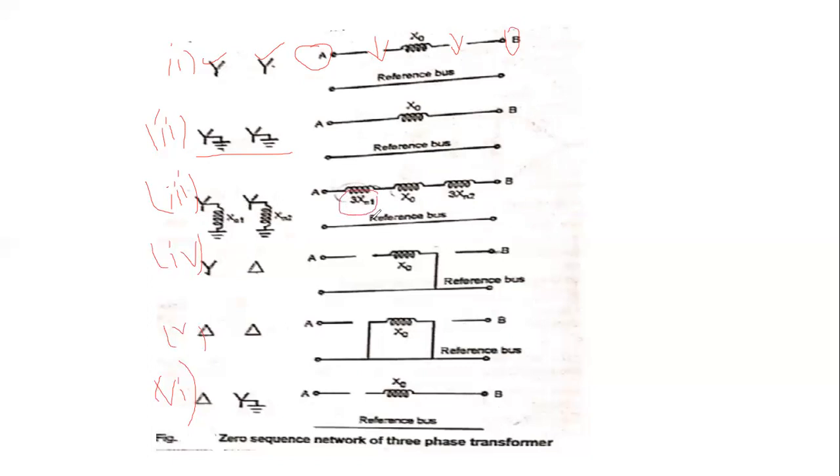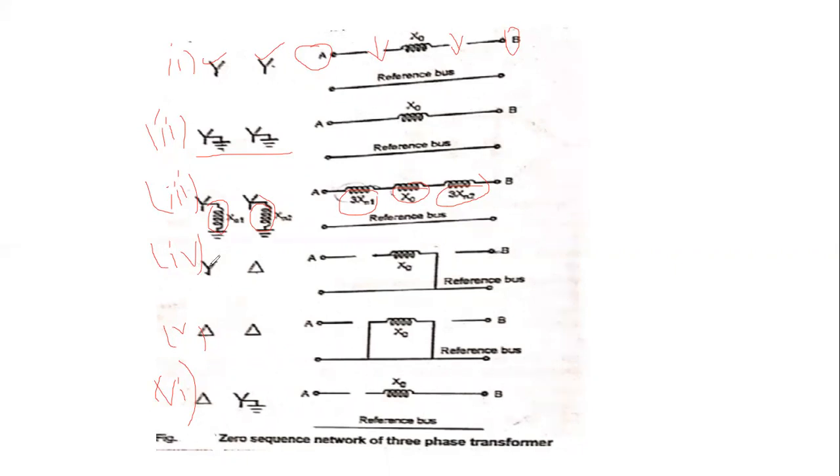3XA1 and this is also 3XA2, and the zero sequence reactance. This is the reactance, whose equivalent is 3X1 and 3X2, and we are considering X naught as the reactance. Okay, remember those cases.